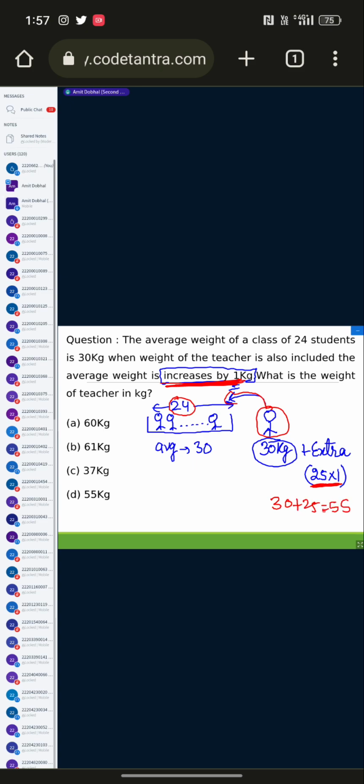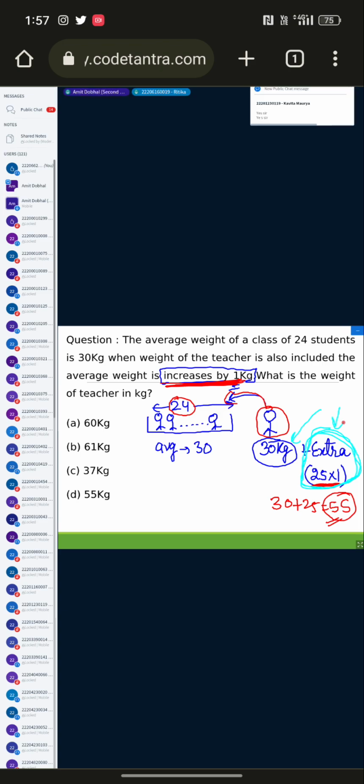So you can do it mentally actually, right? Because you need to calculate only this part, isn't it? This extra. बस आपको माइंड में सोचना है 30 तो होगा ही होगा, साथ में कुछ एक्स्ट्रा होगा. वो एक्स्ट्रा कितना है? 25 into 1, isn't it? You don't need even pen, paper, anything. Okay, good.